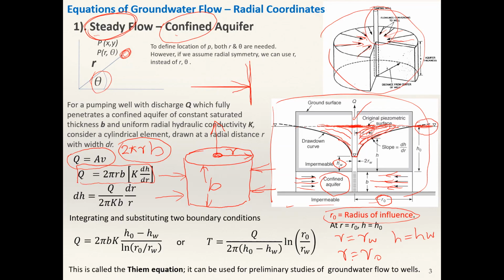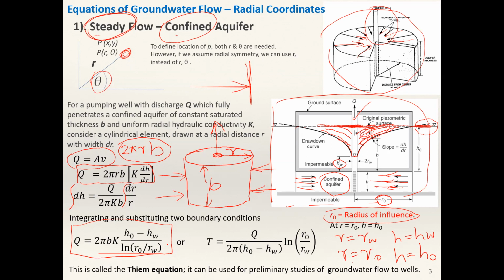Therefore, when R is equal to R naught, that is the radius of influence, we can say H is equal to H naught. What is this H naught? That is our initial piezometric head. Right? So that's it. We have two boundary conditions and a simple equation to integrate. Do the integration, and you can get this equation. I'm not going to show you how to get that. This is a very simple integration, right? So do the integration by yourself and you get this equation.